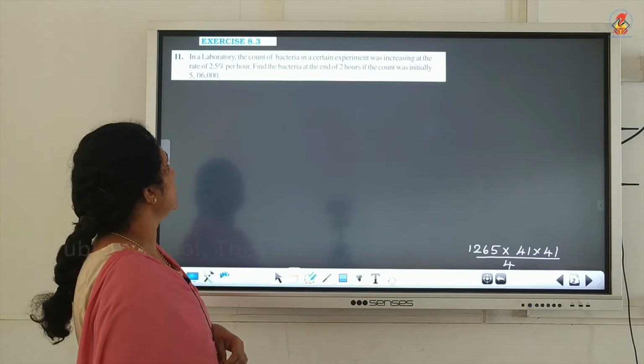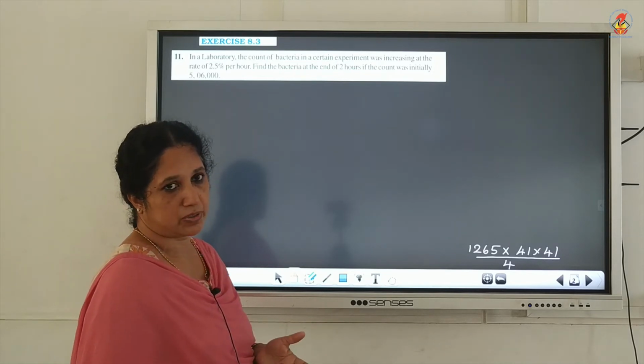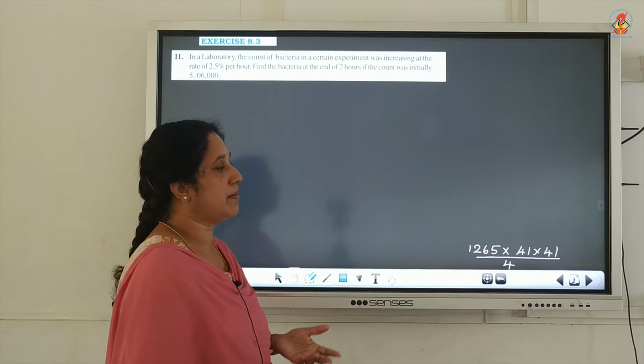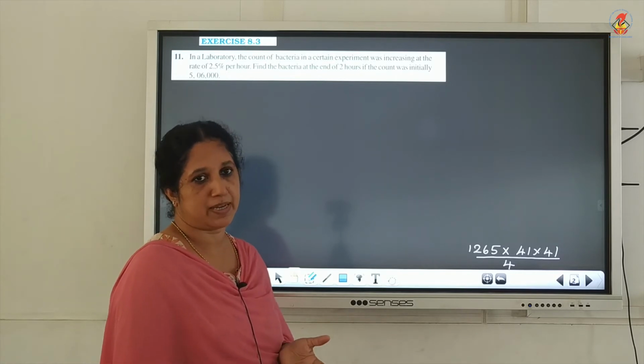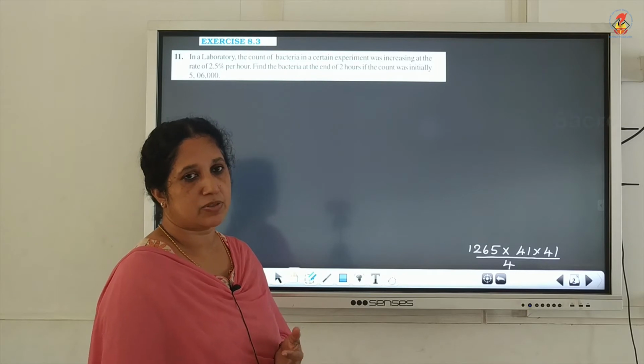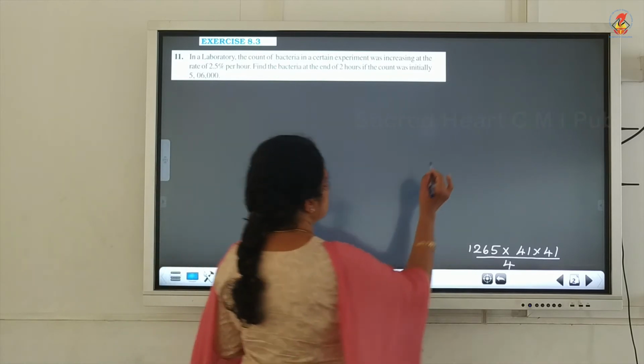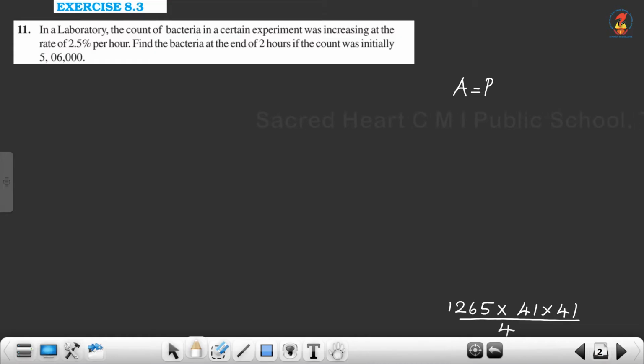And if the count was initially 5,06,000, so the initial count of the bacteria is 5,06,000. So here we want to apply the compound interest formula, that means the amount in compound interest. The formula is amount A is equal to P into 1 plus R by 100 whole raised to n. Here we have to look into what is the value of P. P means the initial value. So the initial count was given, that is 5,06,000. So we can take P as 5,06,000.